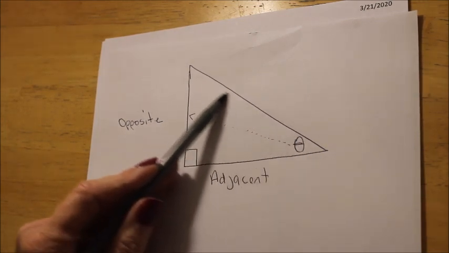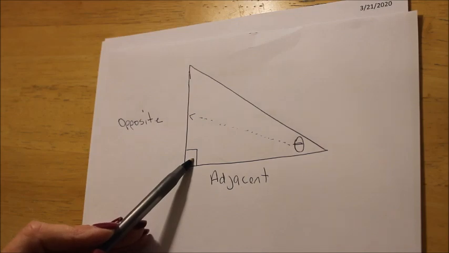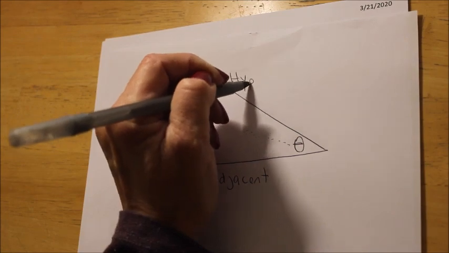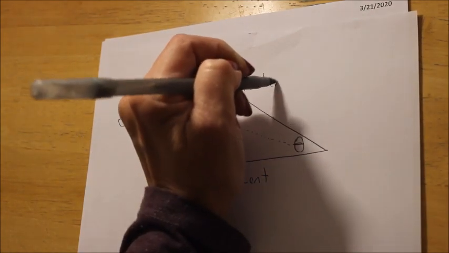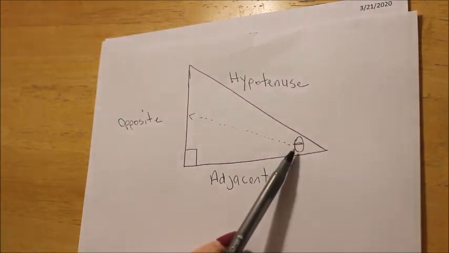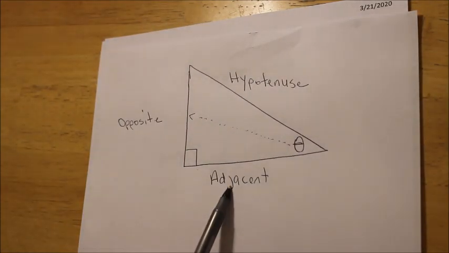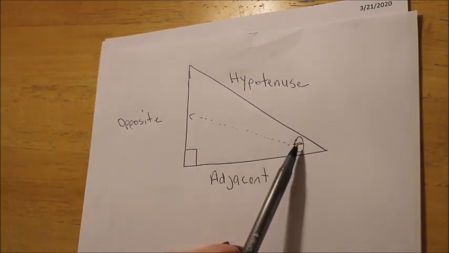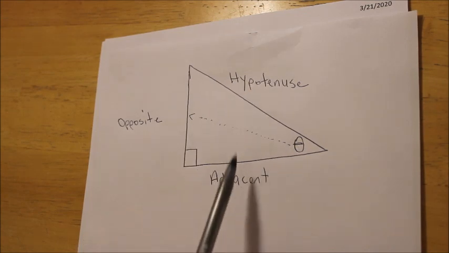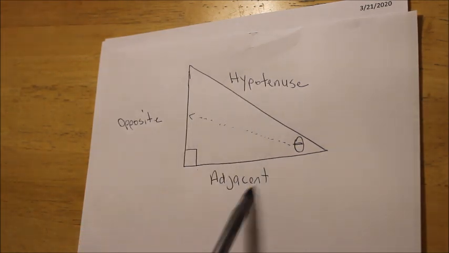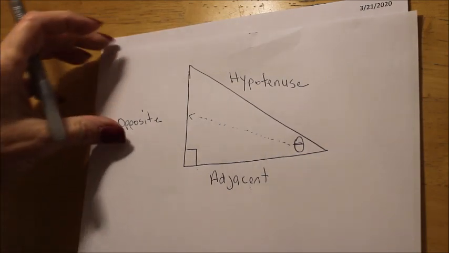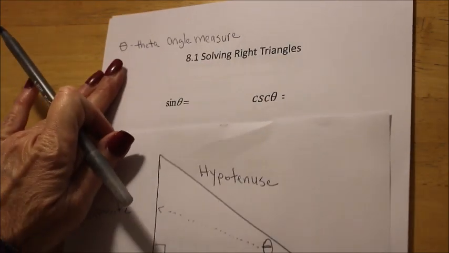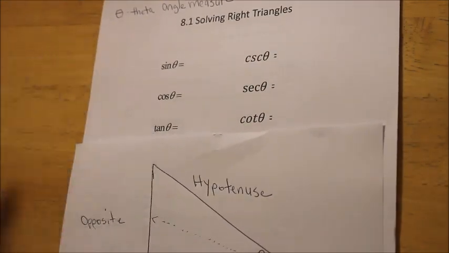Now the longest side of the triangle, which is opposite the right angle, has the same name all the time, and that is called the hypotenuse. So here's theta, here's my opposite side, here's the adjacent side, and here's my hypotenuse. So if I wanted to find maybe theta, or maybe I wanted to find one of the sides of the right triangle, I'm going to use what we call right triangle trig, and that's going to be sine, cosine, and tangent. First of all, let me just tell you what each one of these is.